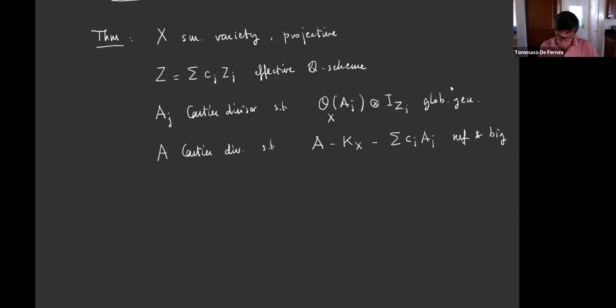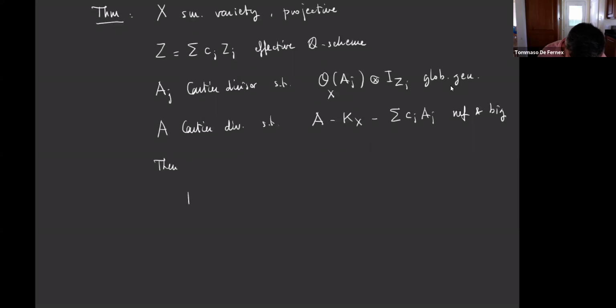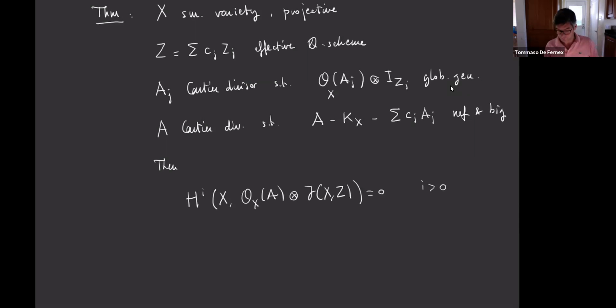If Z is just a Q-divisor, then I will just say A is a divisor such that A minus K minus Z is nef and big and be done with that. But it's good to have this condition also for when Z is not a divisor. Okay, and now we come to the statement. Then the cohomology on X of O_X(A) tensor the multiplier ideal of the pair vanishes for i greater than 0.